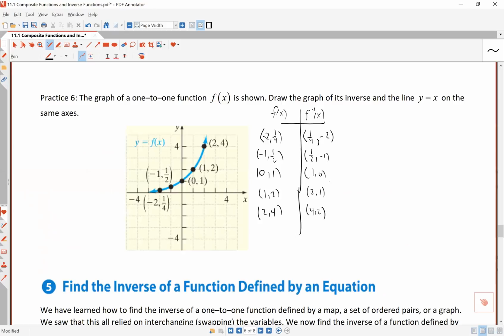So (negative 2, 1/4) becomes (1/4, negative 2). (Negative 1, 1/2) becomes (1/2, negative 1). (0, 1) becomes (1, 0). (1, 2) becomes (2, 1). (2, 4) becomes (4, 2).